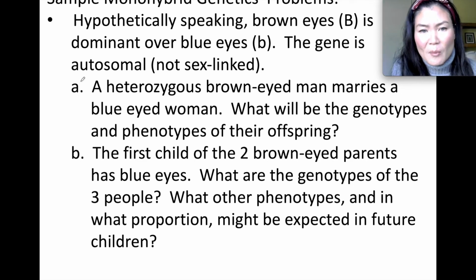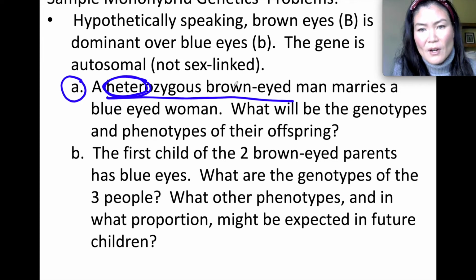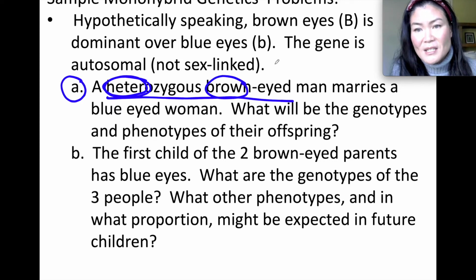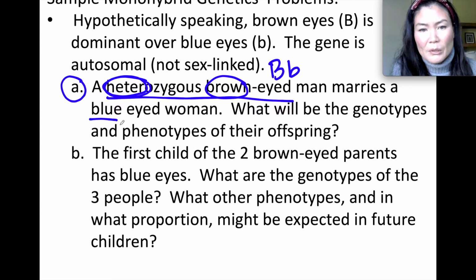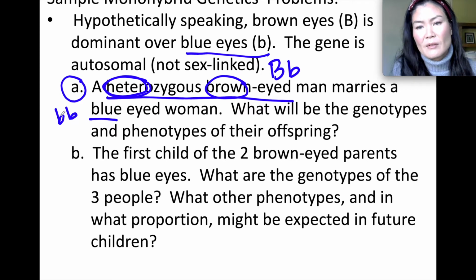All right, so for problem A, a heterozygous brown-eyed man. So what is he? It says heterozygous brown-eyed, so he has two different alleles, and he's got brown eyes. So what's his genotype? He must be big B, little b. Heterozygous means two different. That's his genotype. He marries a blue-eyed woman. Blue eyes is recessive, little b, so she must be little b, little b. If she was big B, little b, she wouldn't have blue eyes, because brown, big B, is dominant to little b.